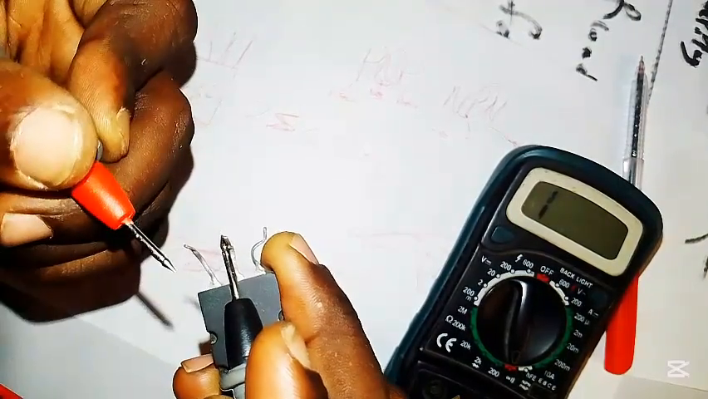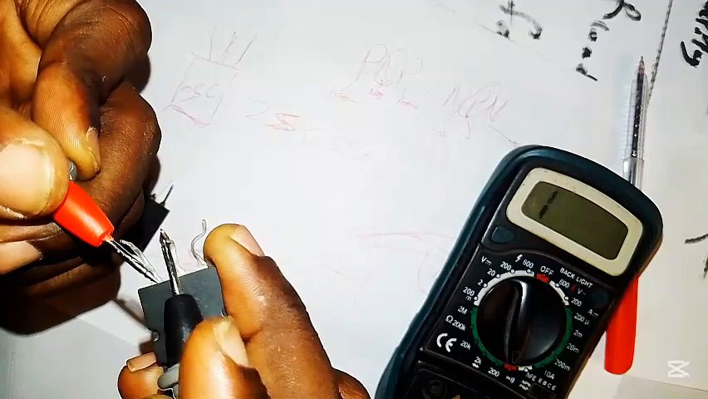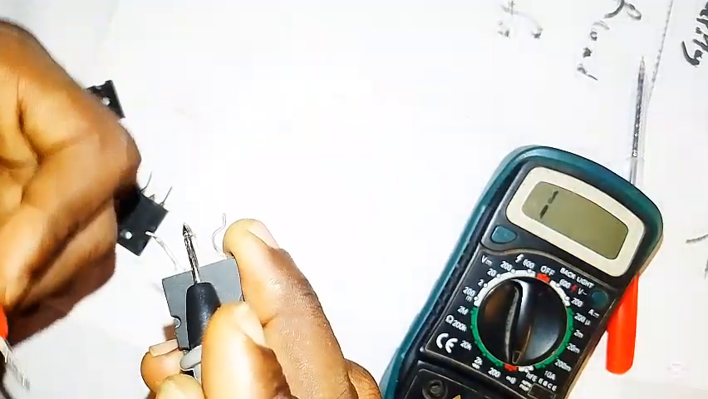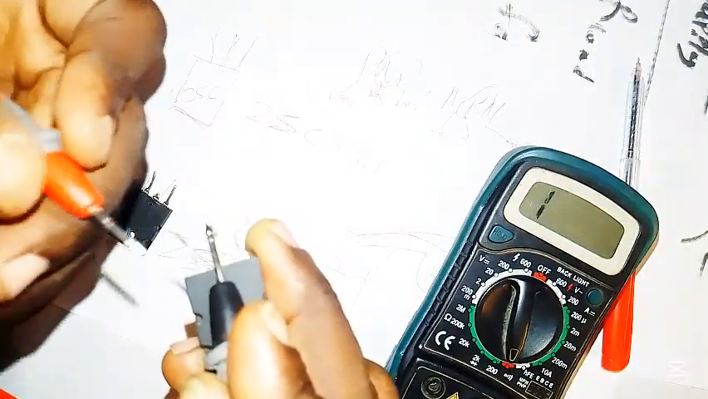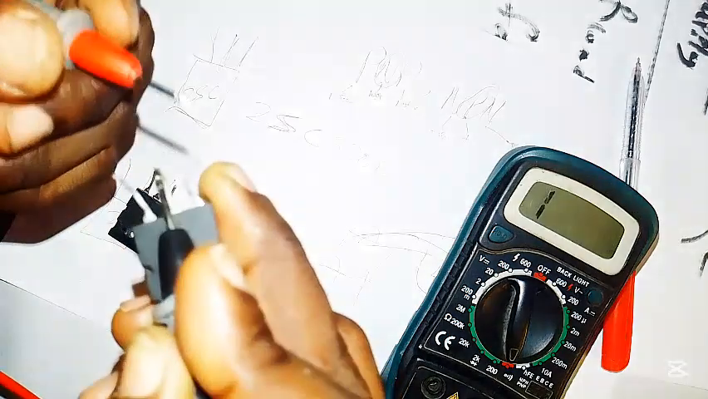If the two sides are reading, that is to tell you that this transistor is bad. Don't worry if you don't know how to determine whether a transistor is good or bad. Just drop that in the comment section. If I see a good number of people requesting for that, I will make a detailed video on that.